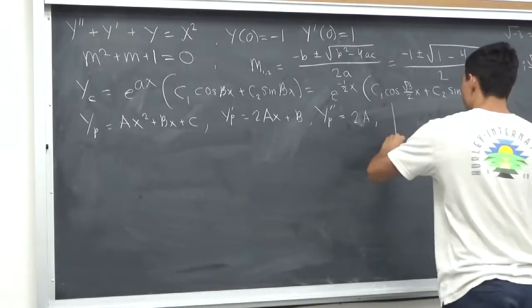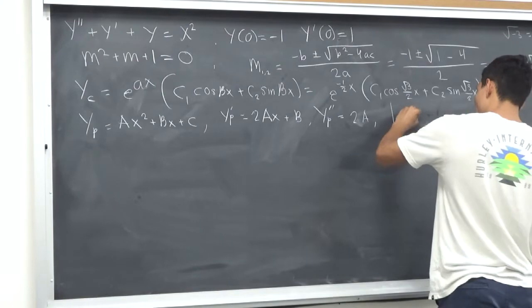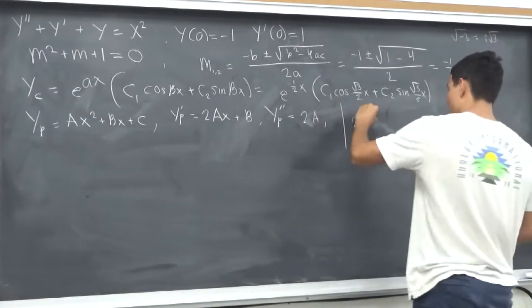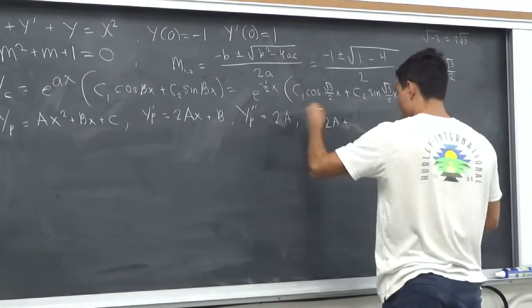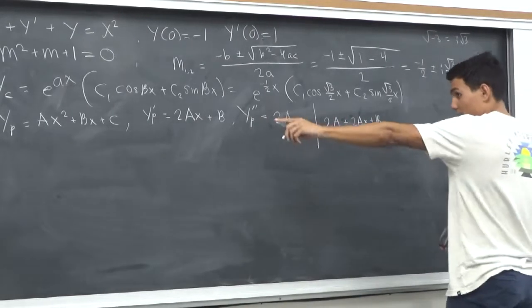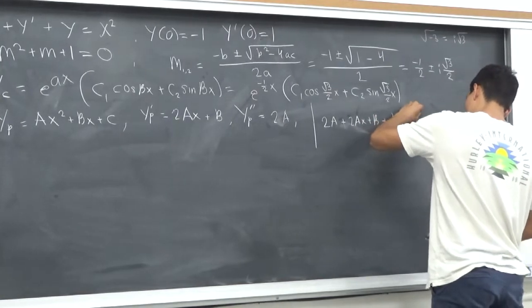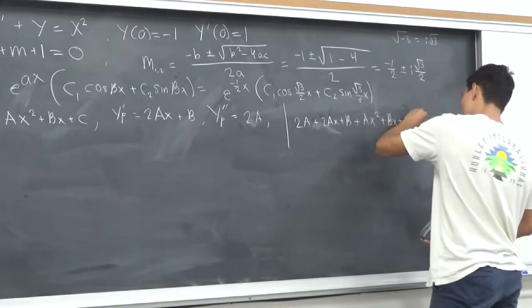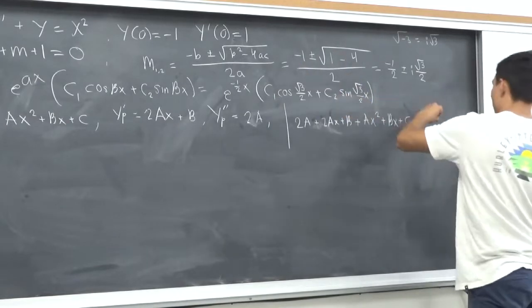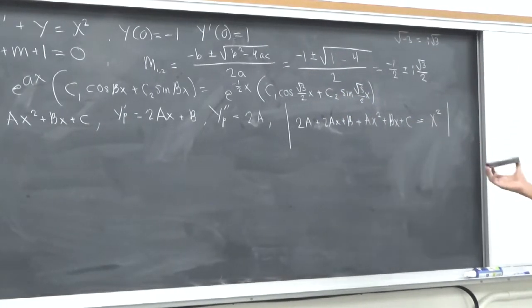And then now when you're recreating your differential equation, we're going to do it right here. It's going to be 2a plus that 2ax plus b plus that over there, which is ax squared plus bx plus c. And it's equal to x squared. Okay. So now we can try to identify what a, b, and c are.